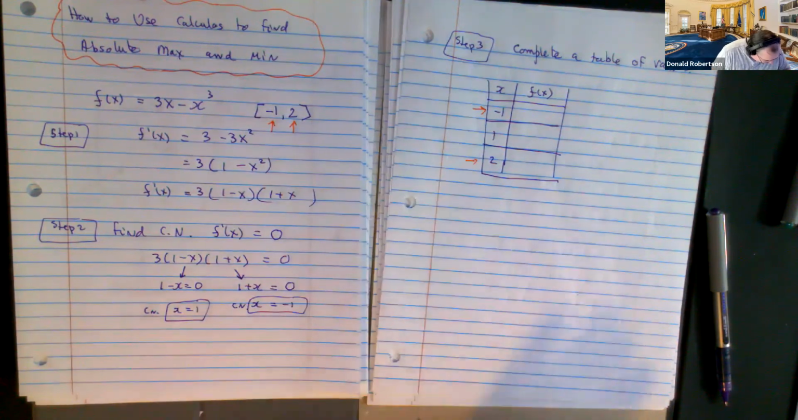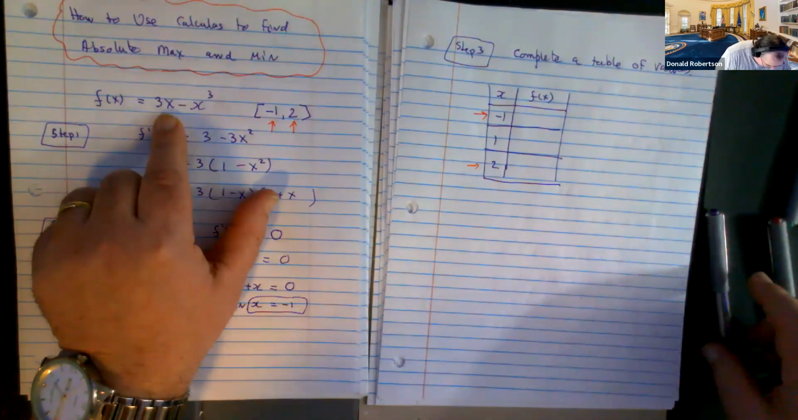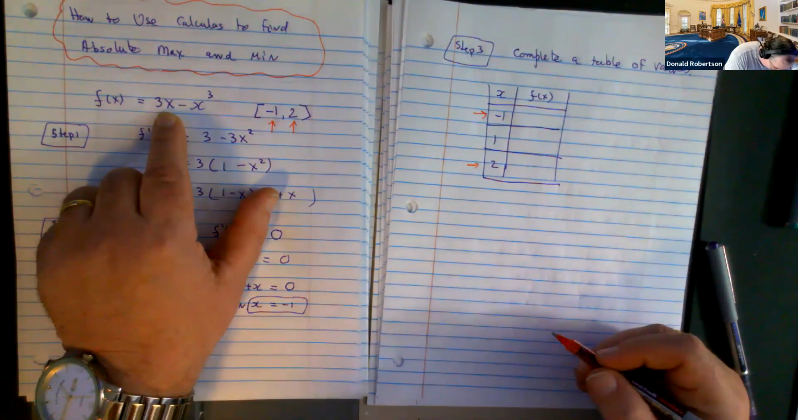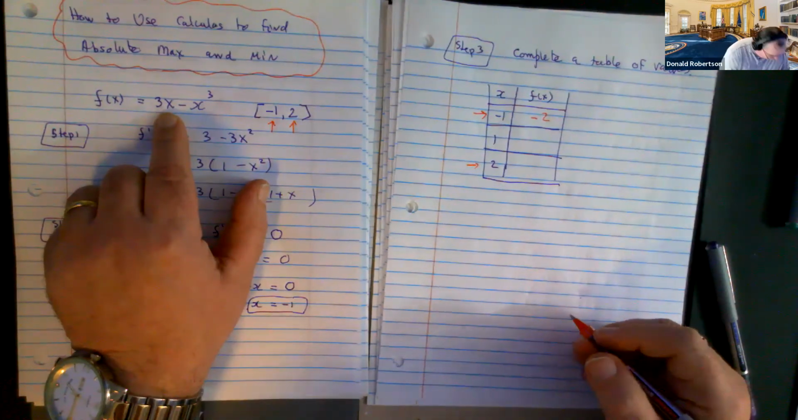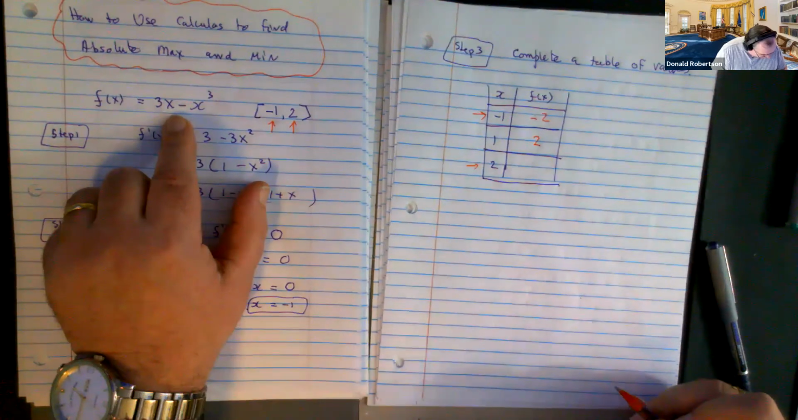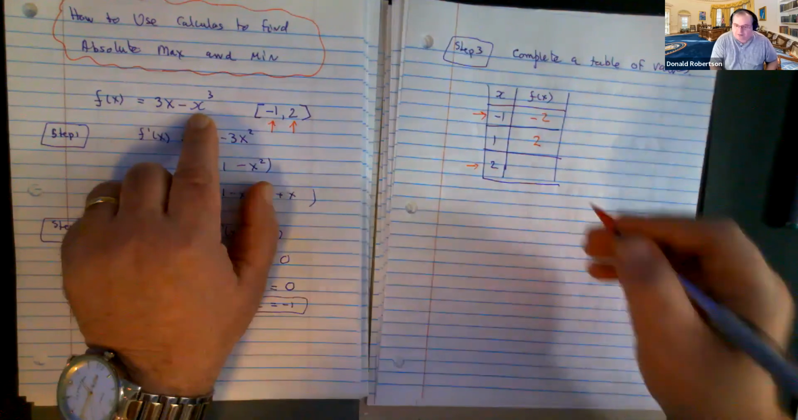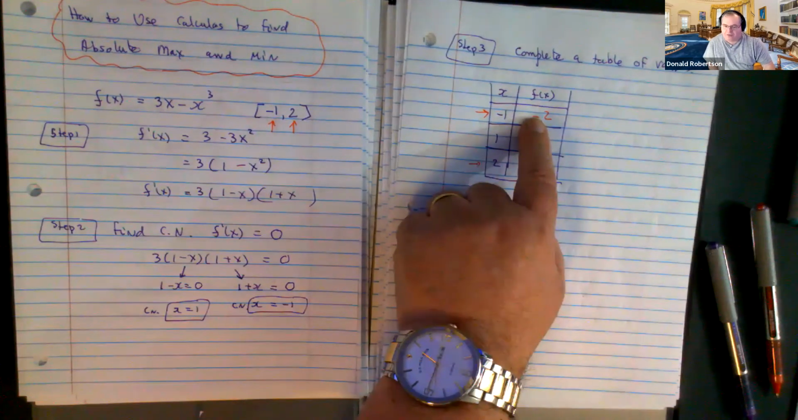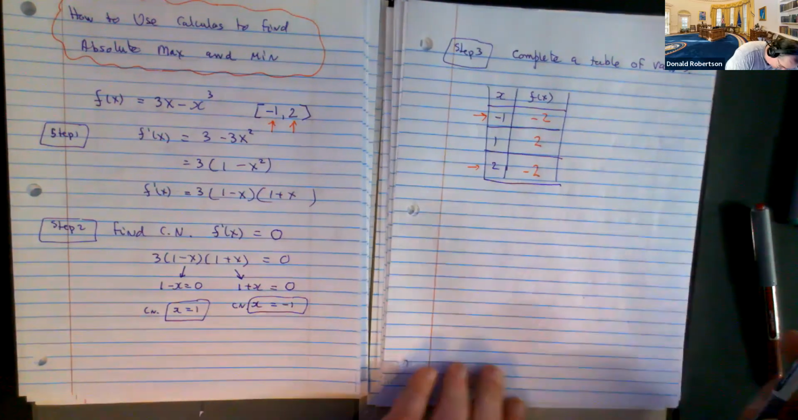Now, I'm going back to the original function here. And if you plug in -1 here, what do you get? 3 lots of -1 is -3, add 1, that's -2. You plug 1 in here, you get 3, take away 1, that's 2. You plug in 2 here, you get 3 times 2 is 6, take away 8, you get -2. So you find the f of x, the y values that correspond to these guys. And now you're ready for the answer, step 4.